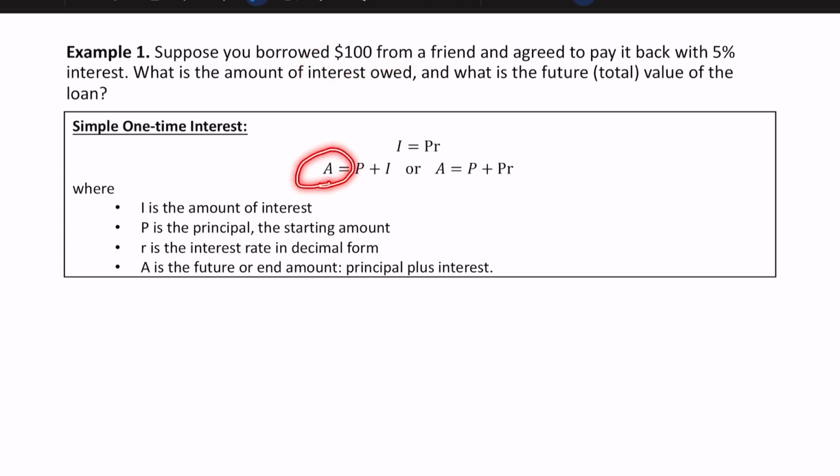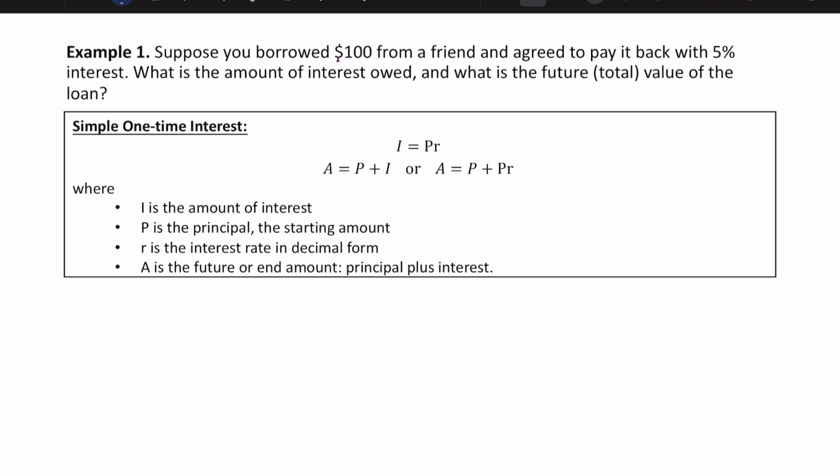That is represented with the letter A. We call that our future value, which is the ending amount. And the future value is the principal plus the interest. And so you take your principal plus your interest to get your future value. So let's figure out how much the interest is for this situation, and then how much the future value, or total amount of the loan, will cost you.